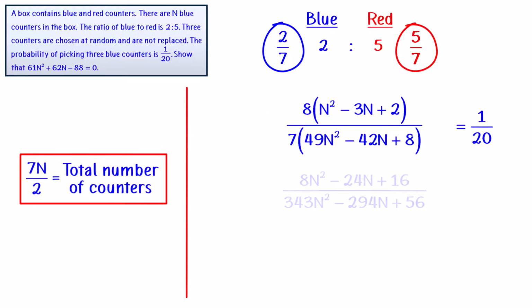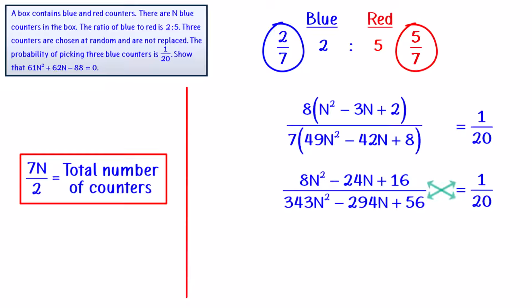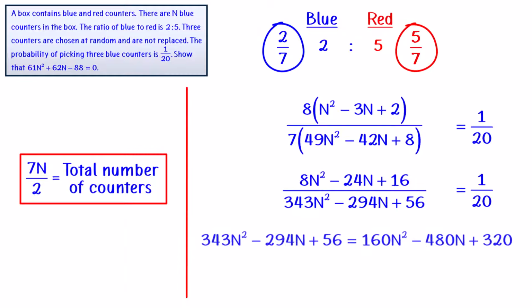And so we have 8n squared minus 24n plus 16 divided by 343n squared minus 294n plus 56 is equal to 1 over 20. Then cross multiply to remove the fraction on the left hand side. So we have 343n squared minus 294n plus 56 is equal to 160n squared minus 480n plus 320.